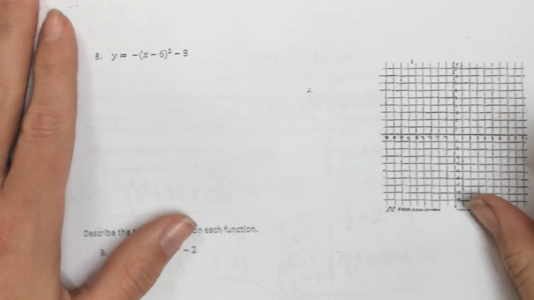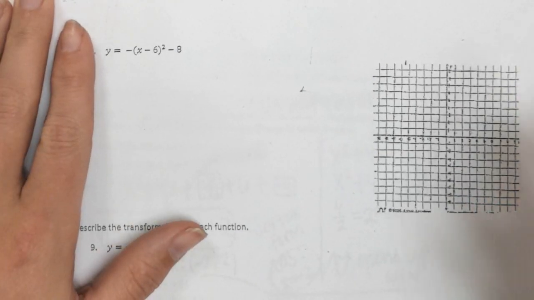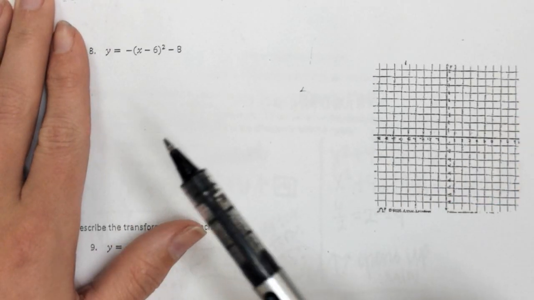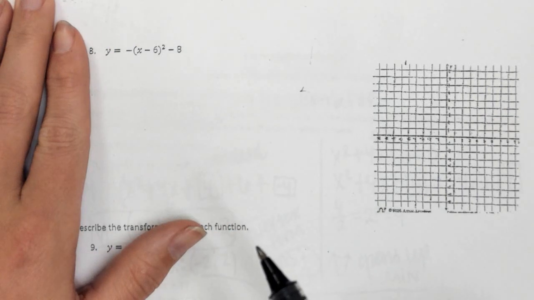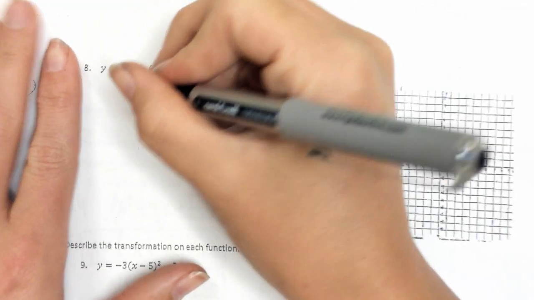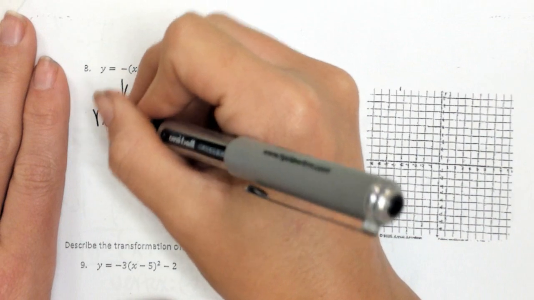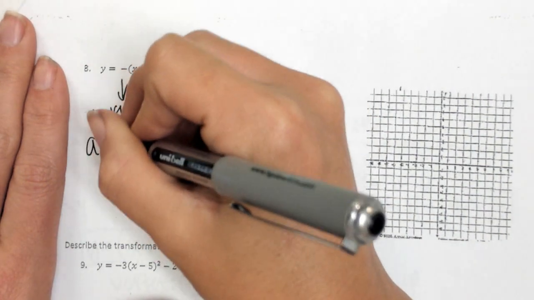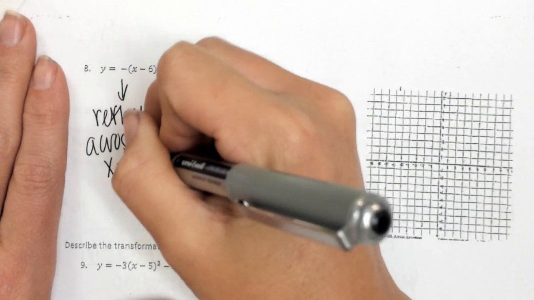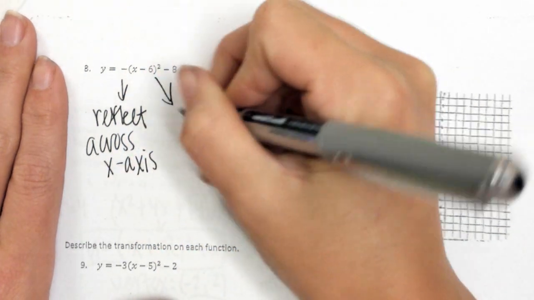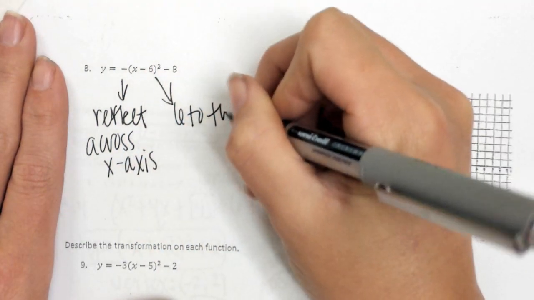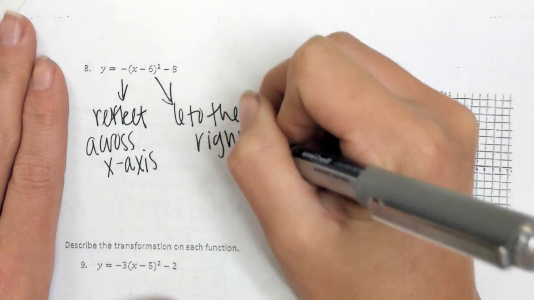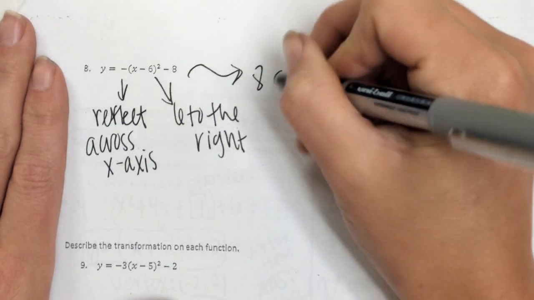Alright, I want you to also try this one on your own. So pause it, try it, then unpause it when you're ready to check this, okay? Alright, so the negative is going to reflect across the x-axis. The 6 is going to move it 6 to the right. 8 is going to move it 8 down.